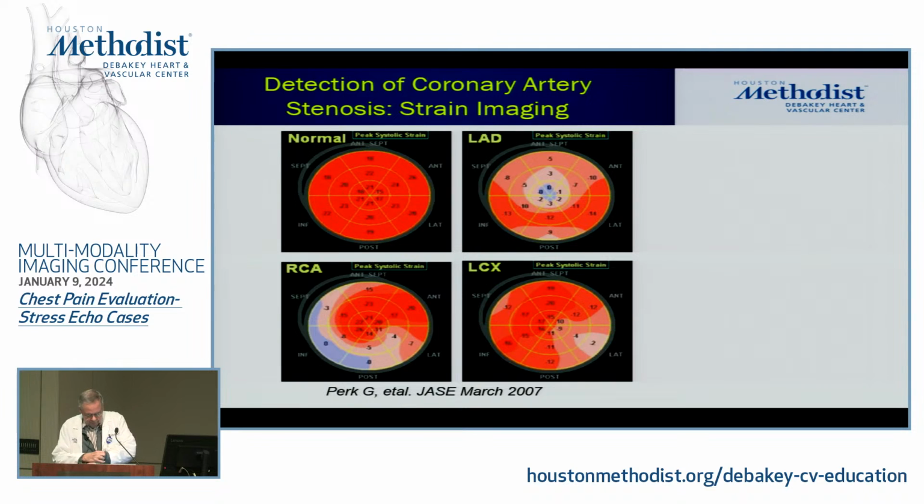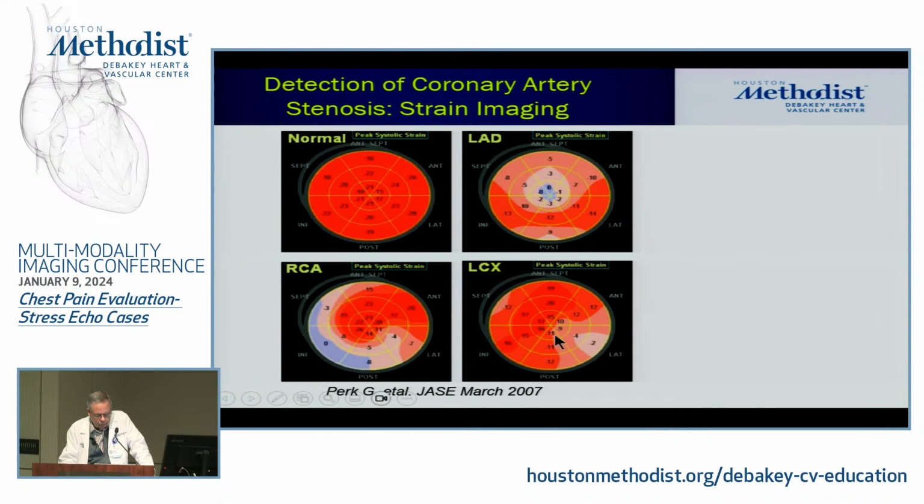What about strain imaging? Well, we know that strain imaging at rest can give us, on the bullseye, abnormalities that follow the region of a coronary vessel. So if you have an akinetic apex because of an LAD, you're going to see a very abnormal bullseye in that region. If you have an inferior wall, you'll see it here, or a circ.